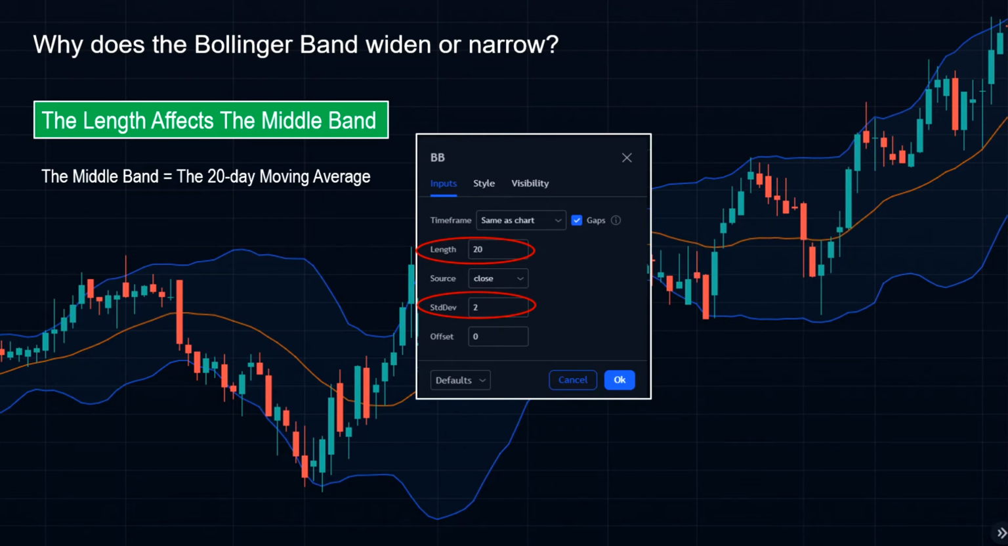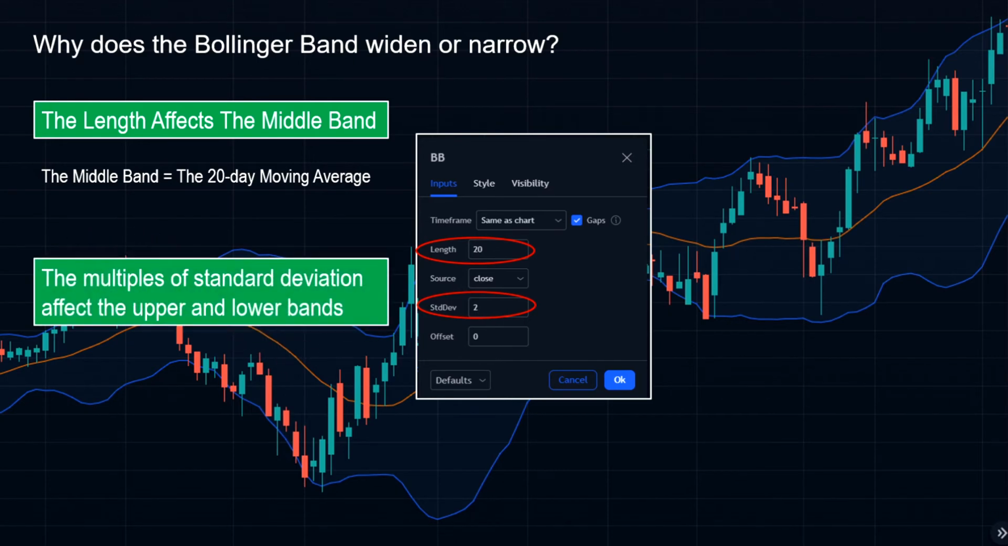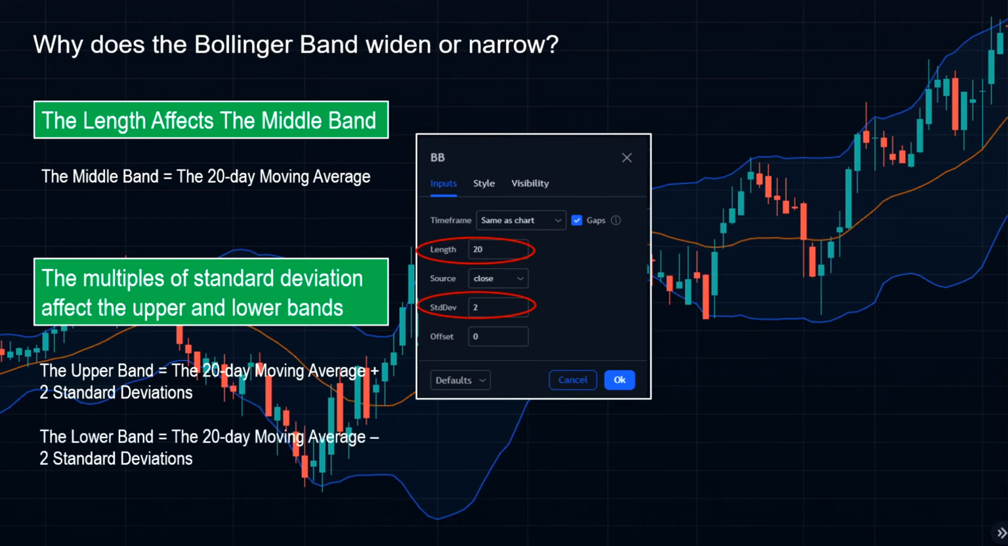The multiples of standard deviations mainly affect the upper and lower band. The upper band is the 20-day moving average plus standard deviations, whereas the lower band is the 20-day moving average minus standard deviations. For most systems, the default standard deviation is 2. Hence, the upper band is the 20-day moving average plus 2 standard deviations, while the lower band is the 20-day moving average minus 2 standard deviations.